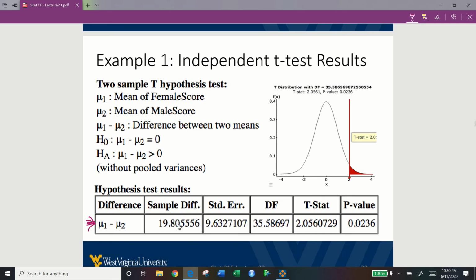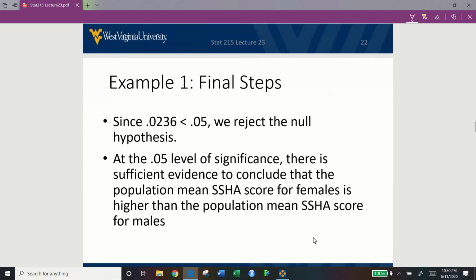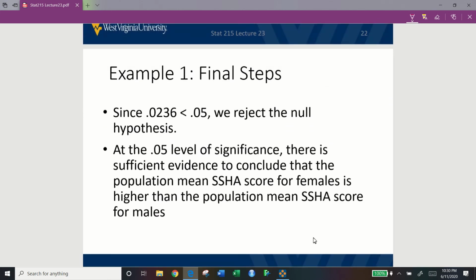We were given our sample difference, our sample standard error, our degrees of freedom, our t-stat, and our p-value. This p-value is important because we can use it to make our conclusion. Since our p-value is equal to 0.0236, which is less than 0.05, this implies that we can reject our null hypothesis.